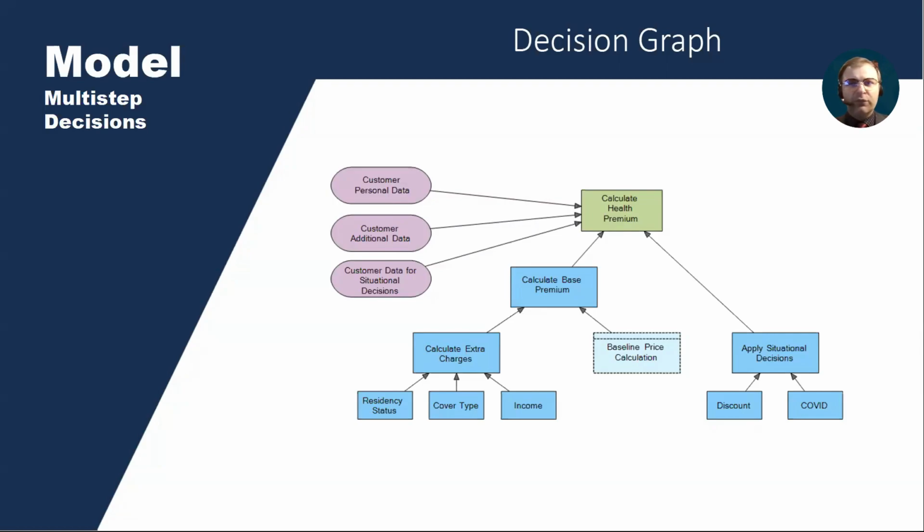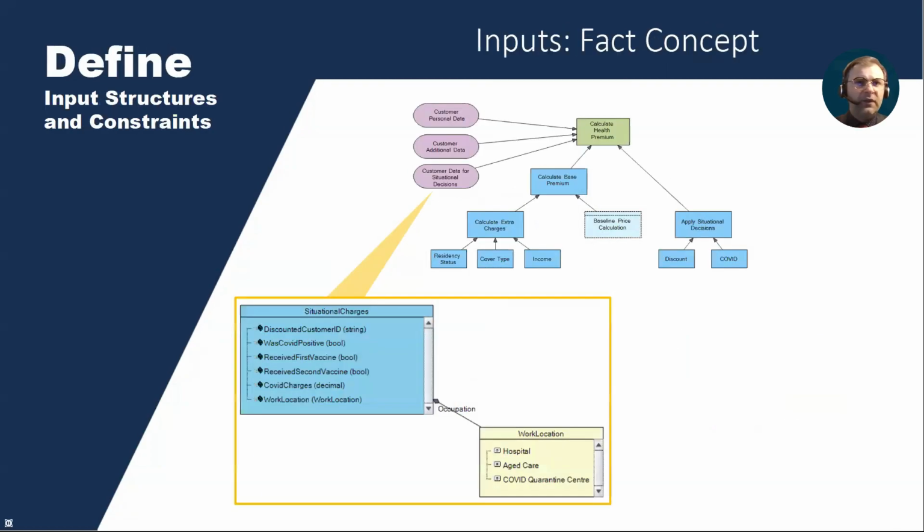For example, we were calculating the health premium, which requires the result to calculate the base premium and apply the situational decisions, as you see in those two boxes. Similarly, you can decompose that situational decision into discount and COVID. So as you can see, you're decomposing a complex business decision into smaller, easier to understand decision units.